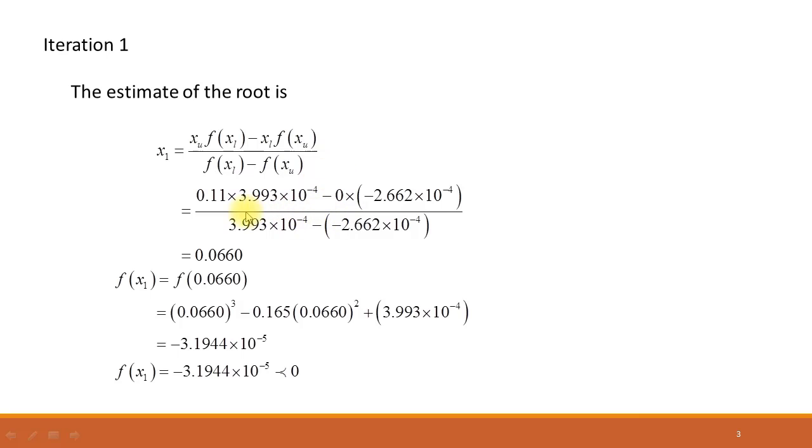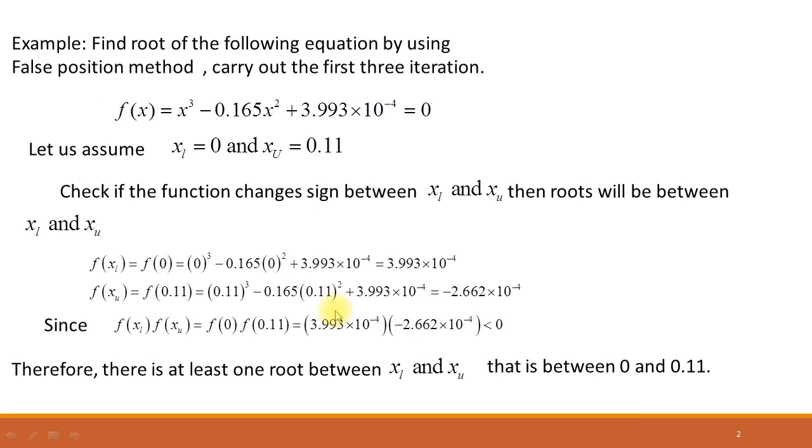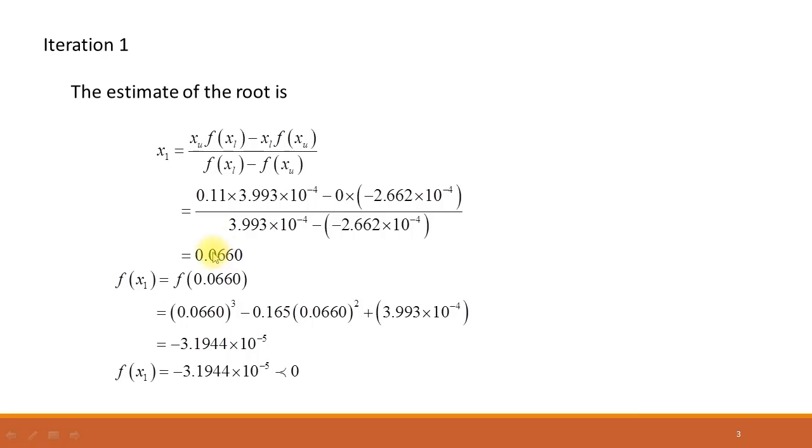After simplification we obtain the root 0.0661, and this root lies between 0 and 0.11. You see here we located the root, that the root lies between 0 and 0.11. So now to find the other approximate root, because we are going to work up to 3 iterations, we require 2 more iterations, iteration number 2 and iteration number 3, to find the best approximate root of the given equation.